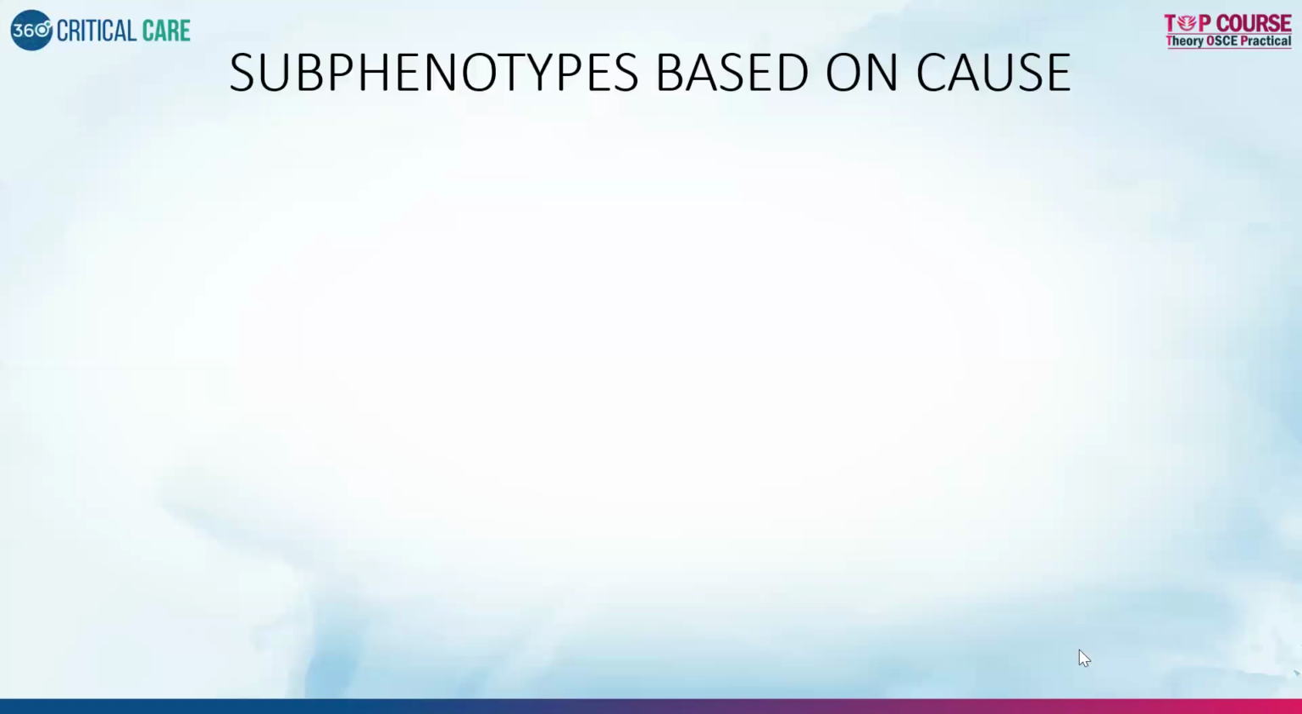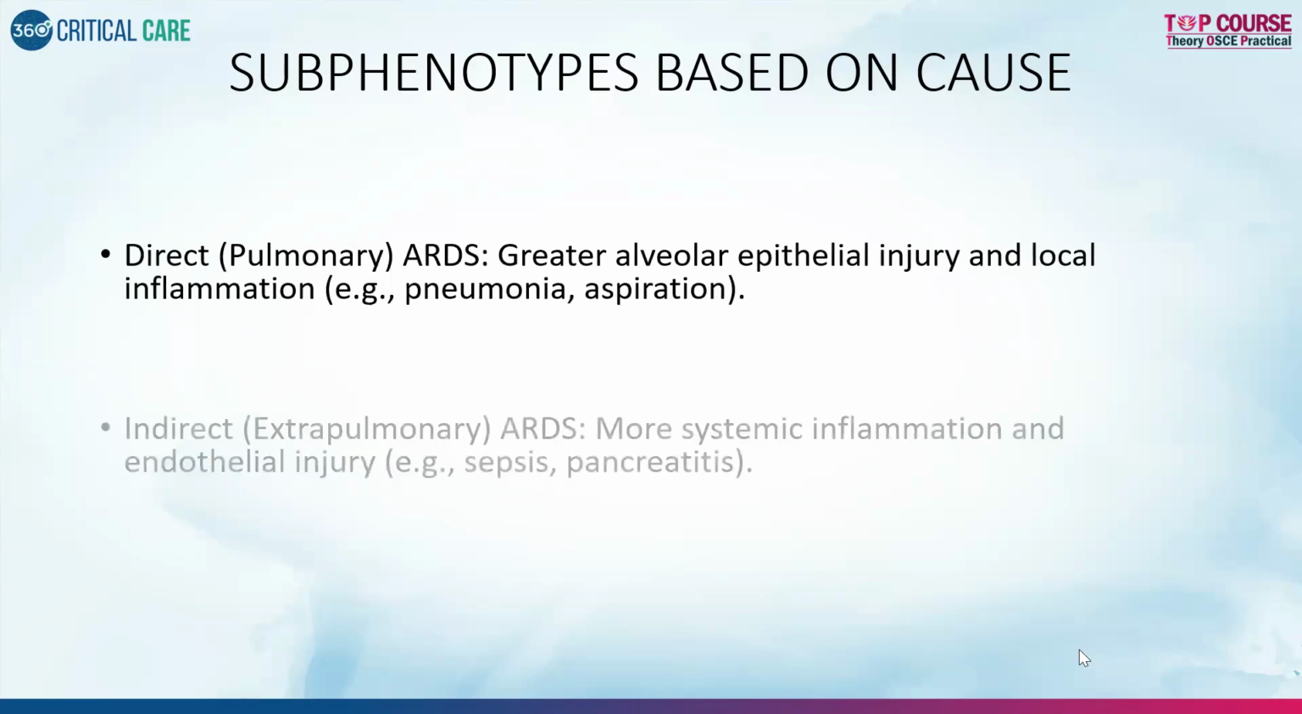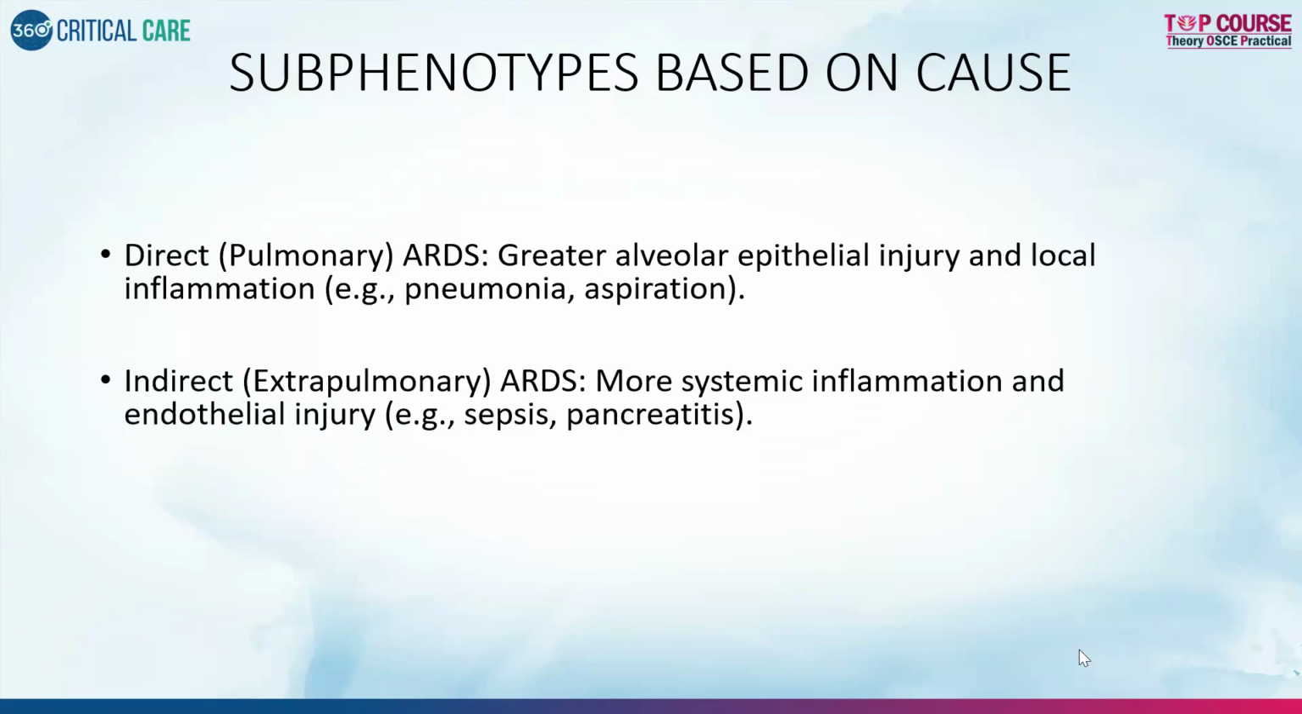Coming to subphenotypes based on cause, I've already told you, but I'll go into small details. These can be added in your exam paper. Firstly, direct causes or indirect causes, as I've already mentioned, pulmonary or extrapulmonary causes for ARDS. Direct is your community-acquired pneumonia, aspiration, drowning, etc. Indirect can be your systemic causes like sepsis, pancreatitis, burns, etc.